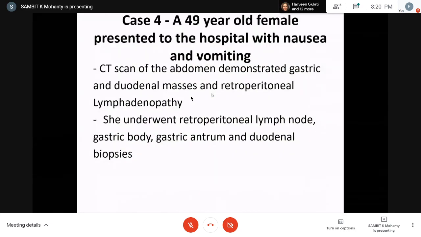A 49-year-old female presented at the hospital with nausea and vomiting. CT scan of the abdomen demonstrated gastric and duodenal masses and retroperitoneal lymph node. She underwent a retroperitoneal lymph node, gastric body, antrum, and duodenal biopsy.